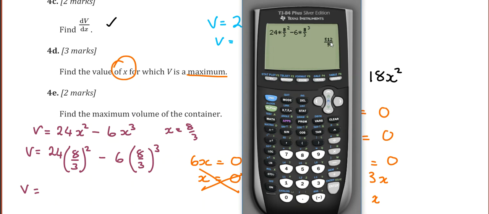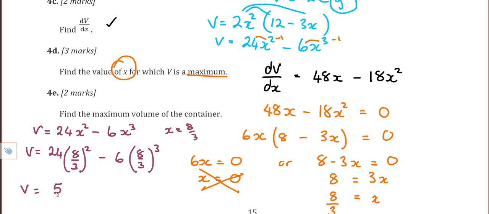So 512 divided by 9 equals 56.89, just like I had before. So 56.888, which would be 56.9. And again, what do we need to make sure we have at the end?